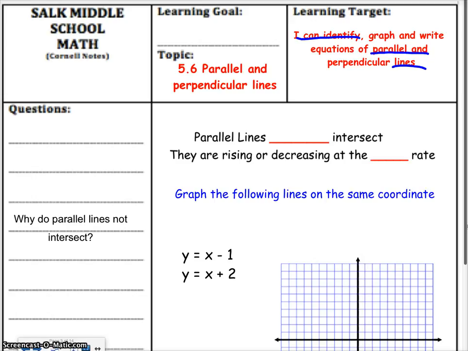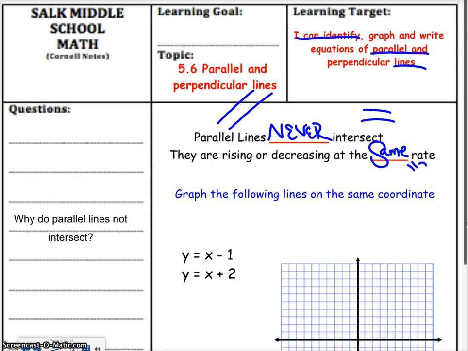Parallel lines never intersect. You know, like train tracks are parallel, they'll never intersect. Okay? But they're not the same train track. A train track can come into that one and intersect, but they're not the same track. Okay? So parallel lines never intersect. They rise or decrease at the same rate. Because if they never intersect, that means they're going the same pace or rate.